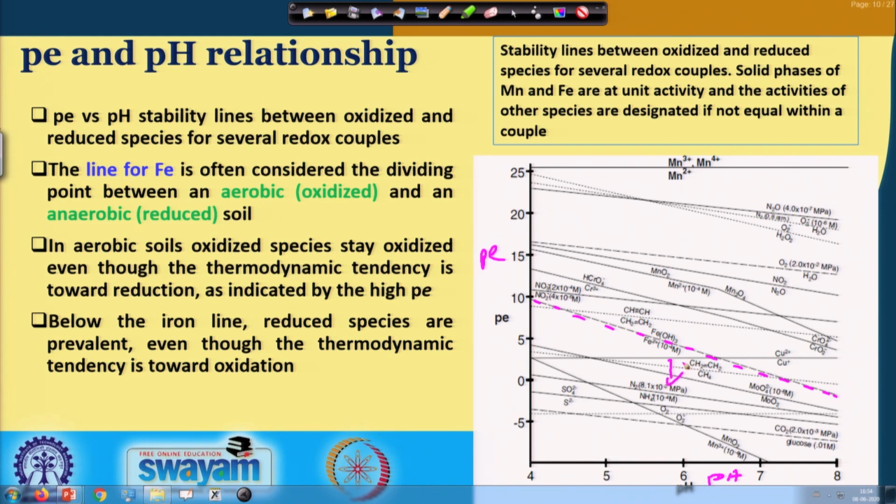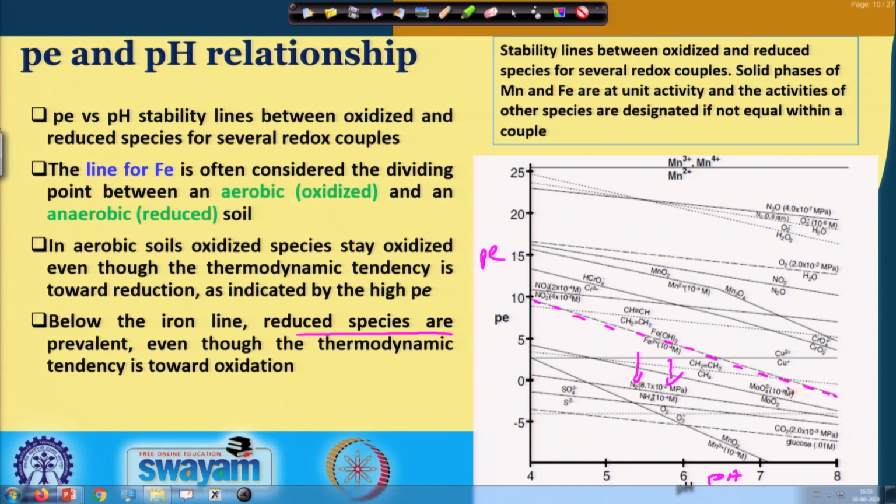Now, in aerobic soil, oxidized species stay oxidized even though the thermodynamic tendency is towards reduction. So, although oxidized species tend to reduce themselves easily, in the aerobic soil they try to stay oxidized, as indicated by their high Pe values. Below this iron line, reduced species are prevalent even though the thermodynamic tendency is towards oxidation. So, just opposite to the oxidized species, the reduced species below the iron line also have more tendency to get oxidized. However, they tend to be in the reduced condition as compared to the oxidized condition.